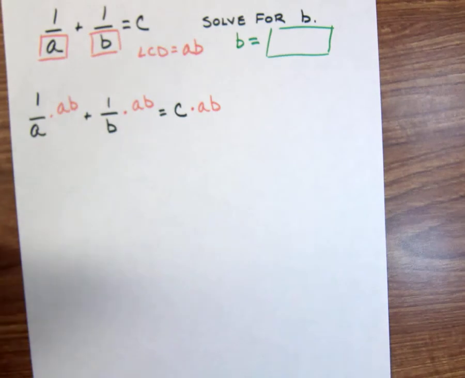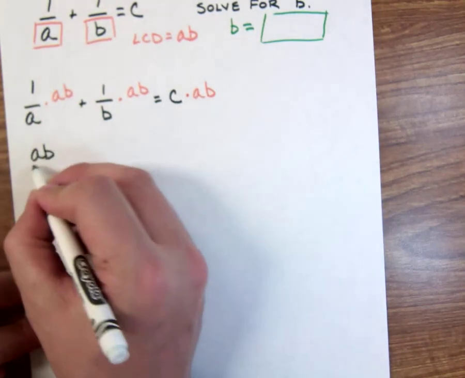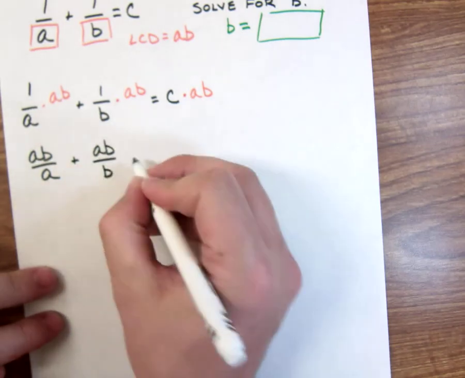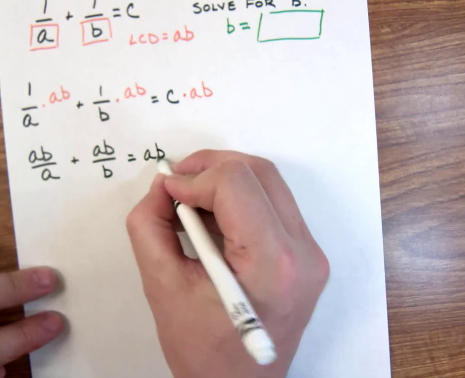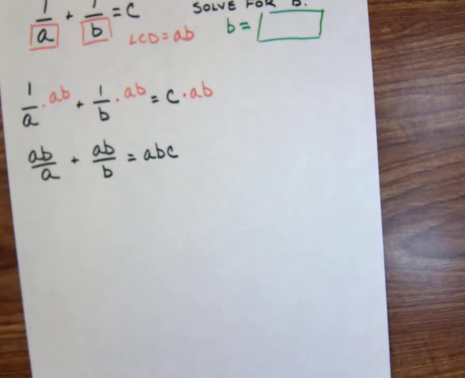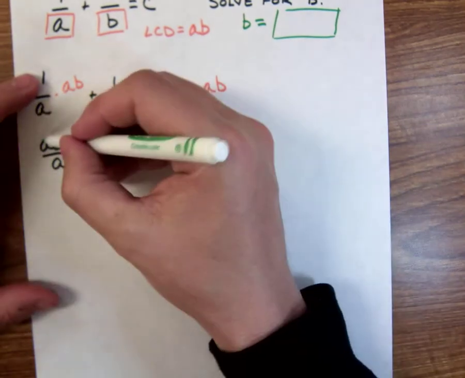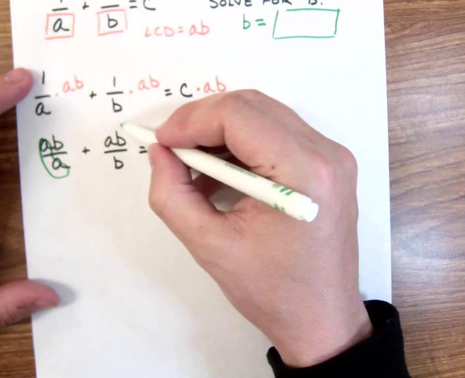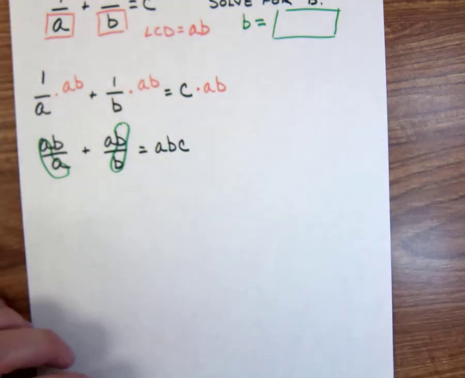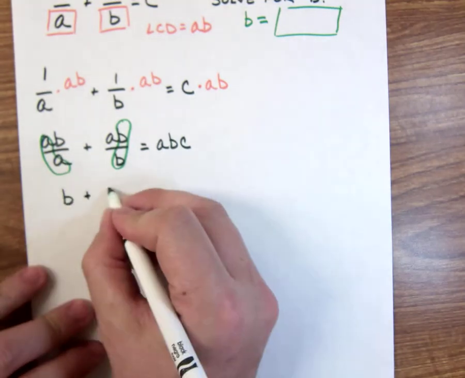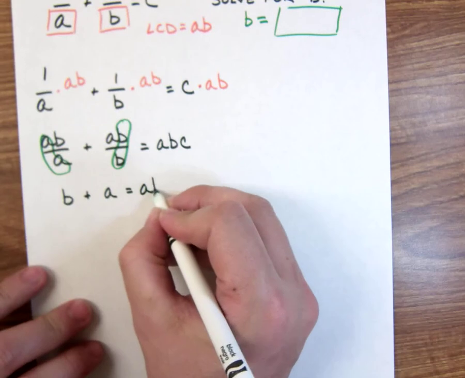And that doesn't seem too bad. 1 times AB is AB. So this is AB over A plus AB over B equals ABC. Okay? I feel like there's some canceling that can be done here. The A's can cancel, and the B's can cancel, which solves one of my big problems, which was the fractions. So this leaves me with B plus A equals ABC.